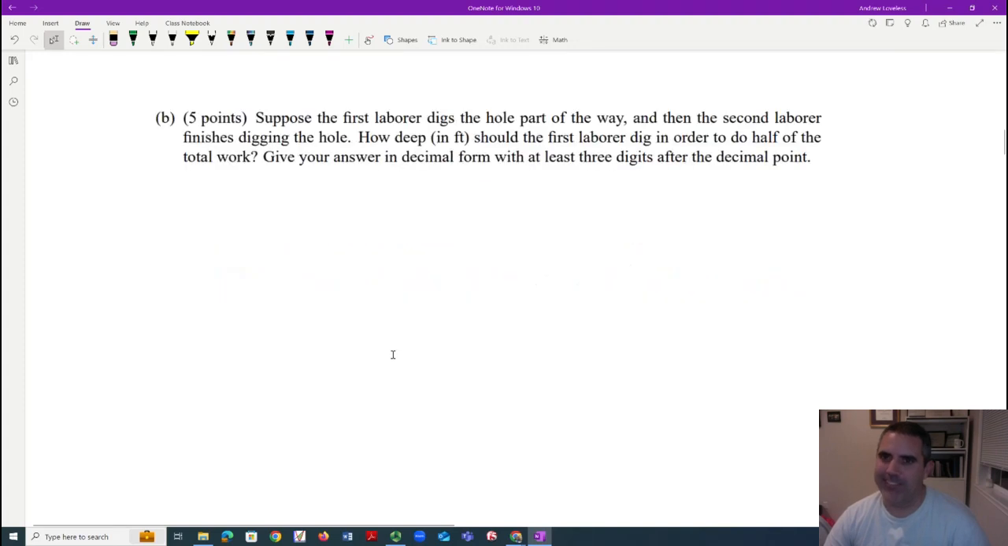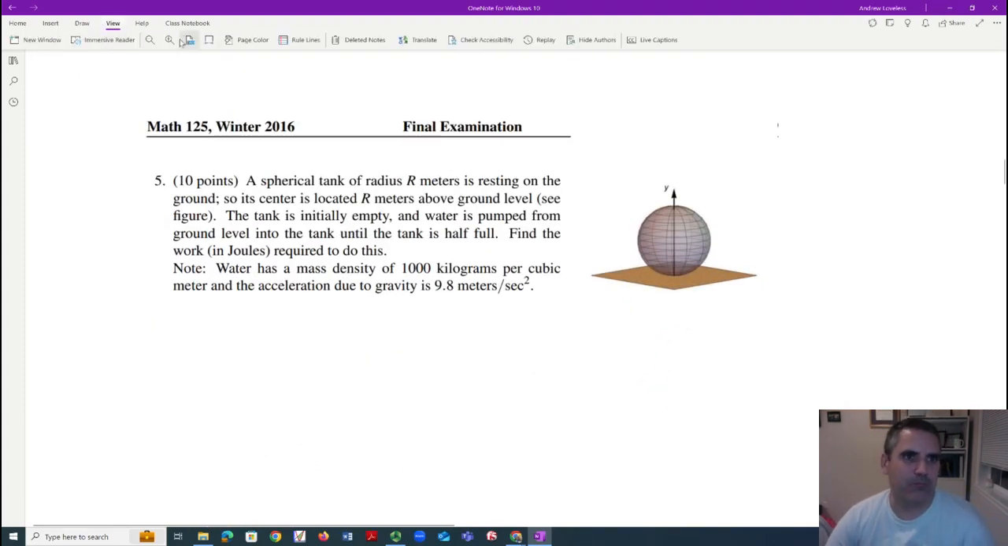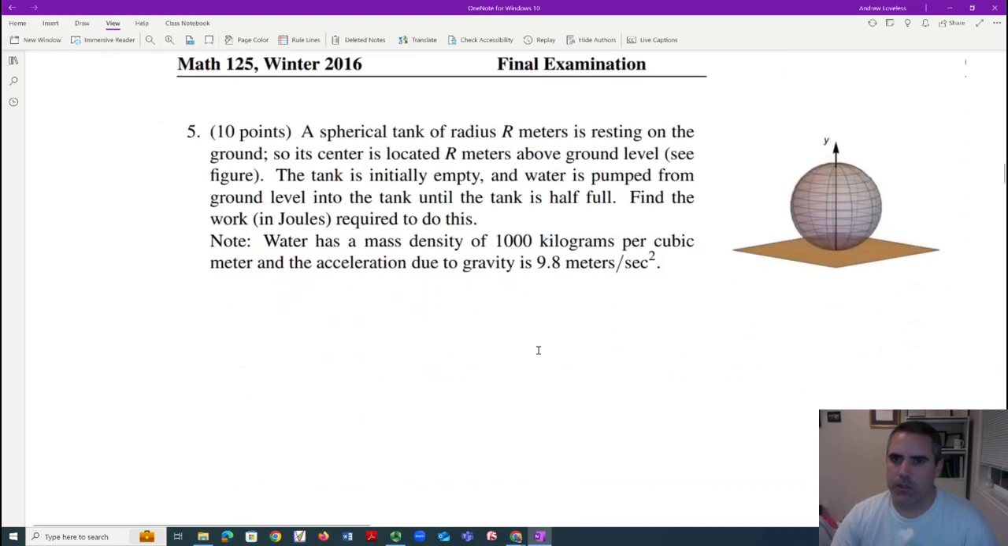We could talk about that one. There's a little subtlety there, but let's keep going. I want to keep the momentum. Another one. A spherical tank looks like this. It's resting on the ground, so its center is located r meters above the ground.